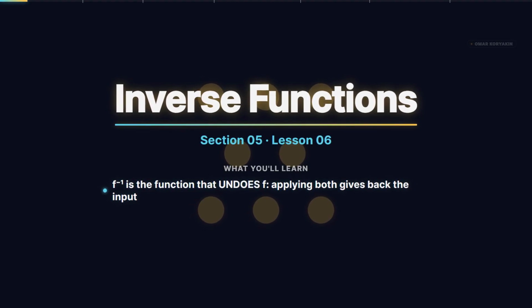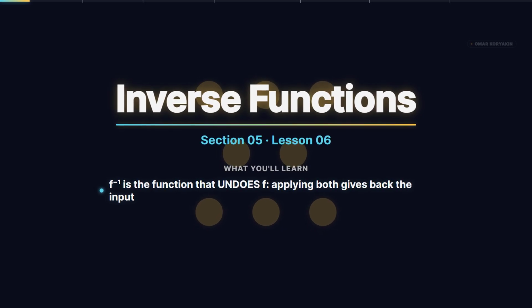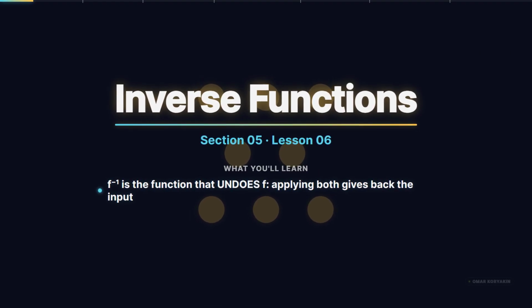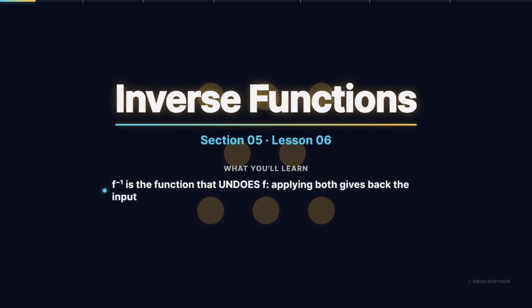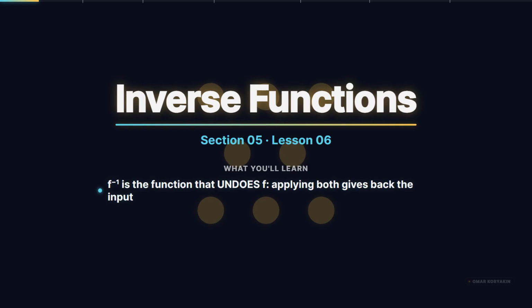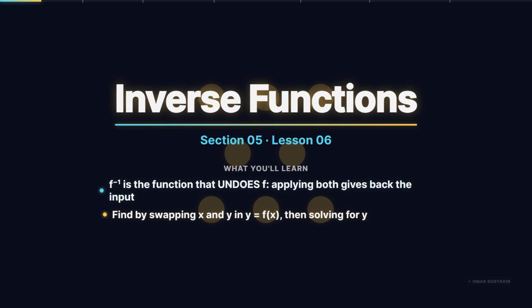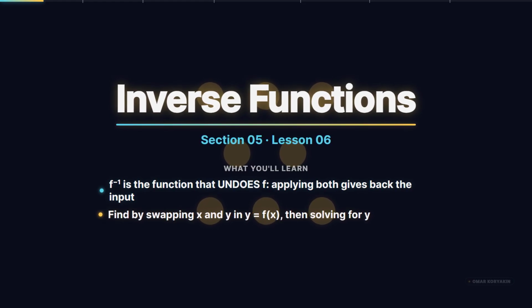First idea on the board. The inverse function f to the negative 1 undoes f in the sense that f composed with f inverse and f inverse composed with f are both equal to the identity function. Composing them either way returns the input unchanged. f of f inverse of x equals x and f inverse of f of x equals x for every x in the appropriate domain. This identity on composition property is the defining feature of the inverse and is the test you use to verify any candidate inverse function.